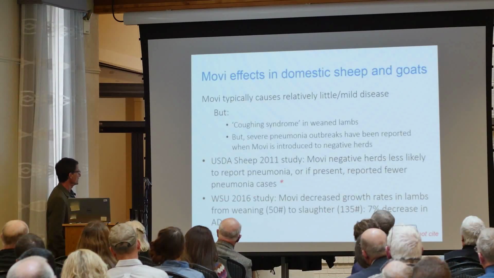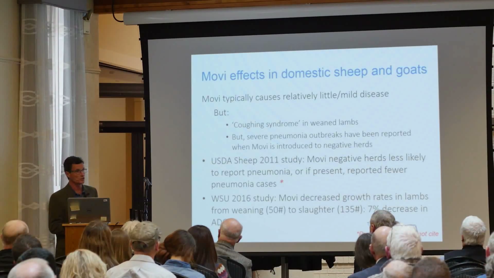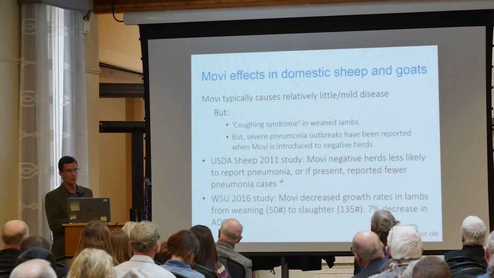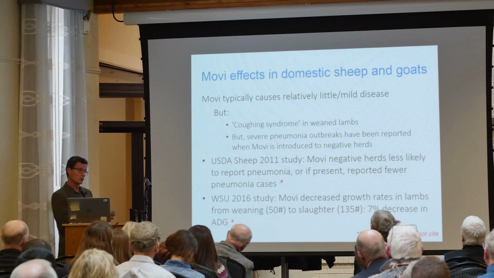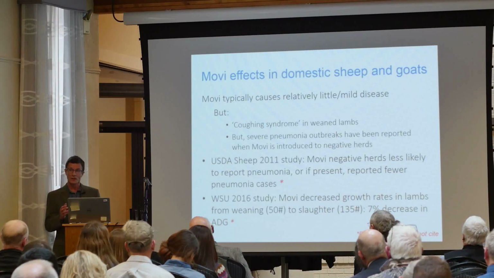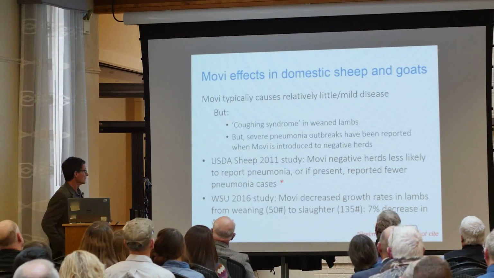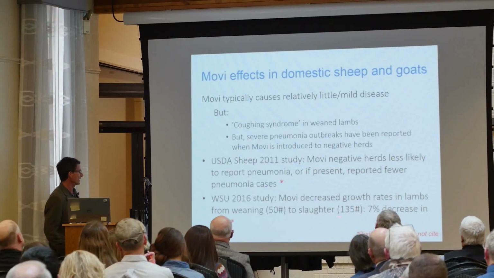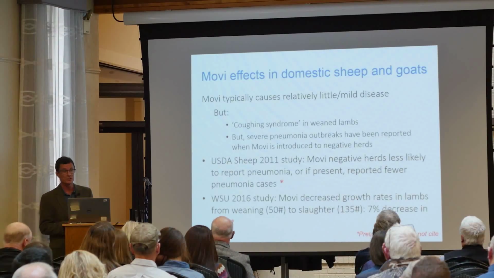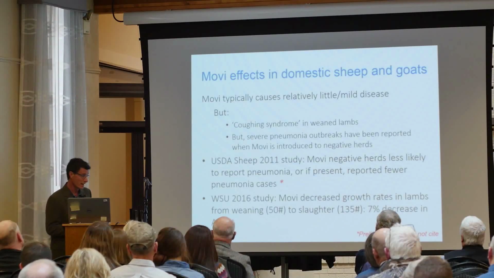I also did a study in 2016 using lambs from the University of Idaho Sheep Center in a collaborative project where we compared the growth rate of a cohort of lambs that had been raised from birth without exposure to MOV with another cohort that had been raised normally and were naturally infected with MOV from their dams. So we followed their growth rates between weaning and slaughter, and we had over a 7% decrease in average daily gain in the MOV infected cohort compared to the non-infected cohort.